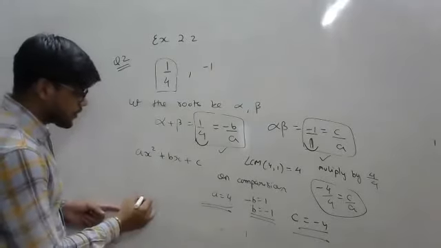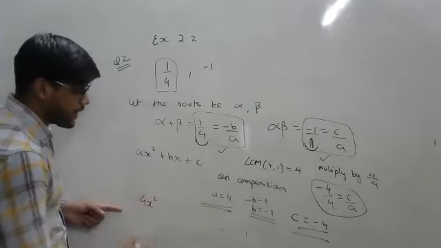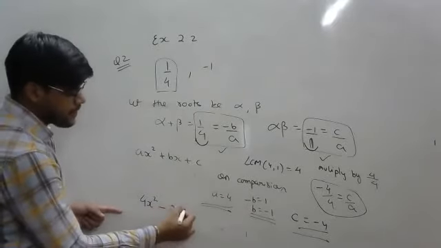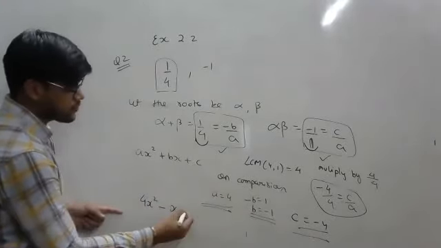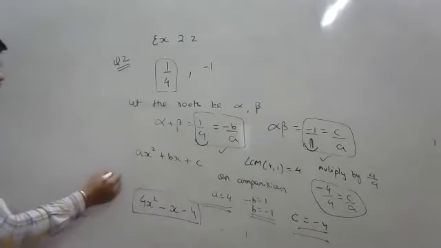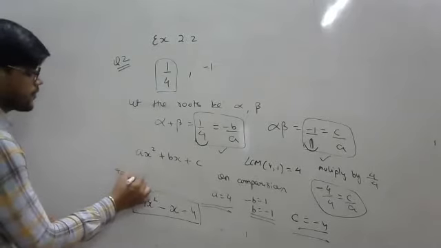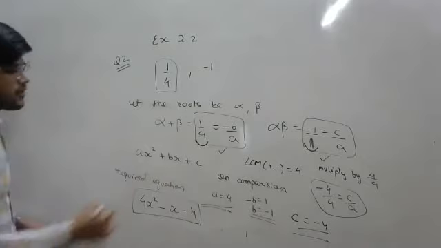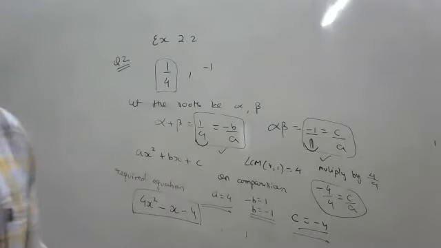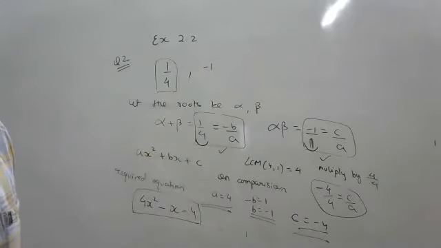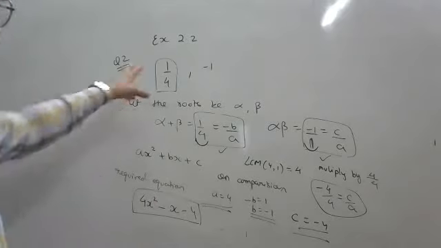So final quadratic equation will be 4x squared minus 1, so minus x plus C, and C is minus 4. So this is your required equation. This equation is satisfying these two conditions. You can recheck. This condition would satisfy this particular condition.